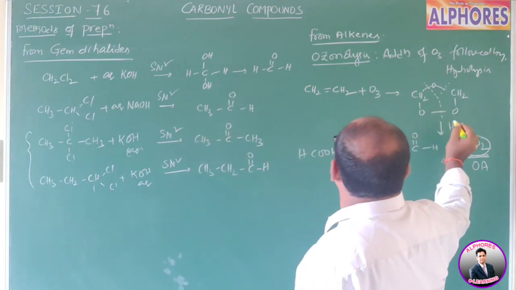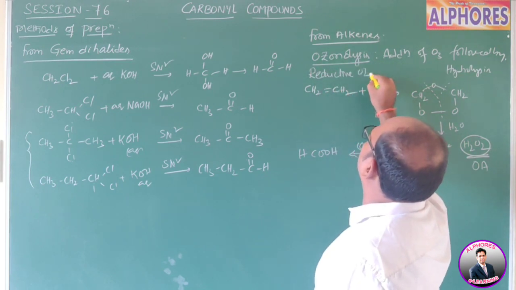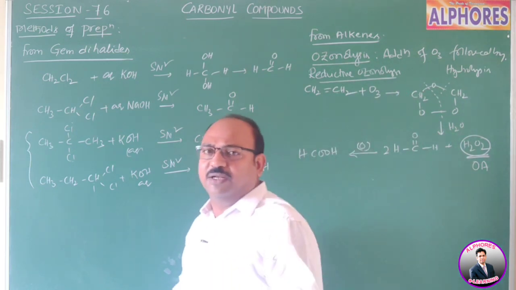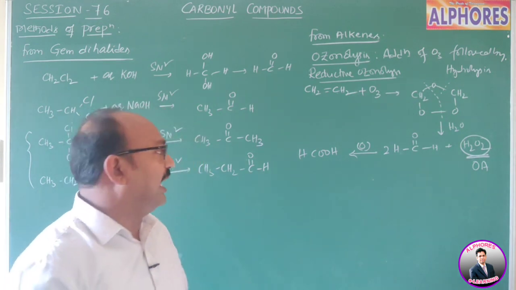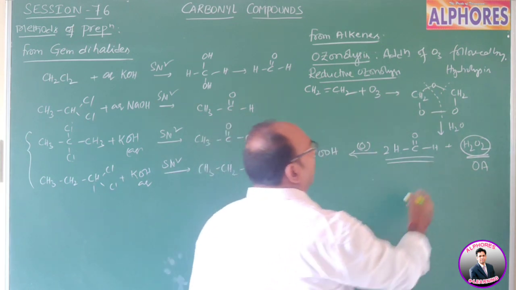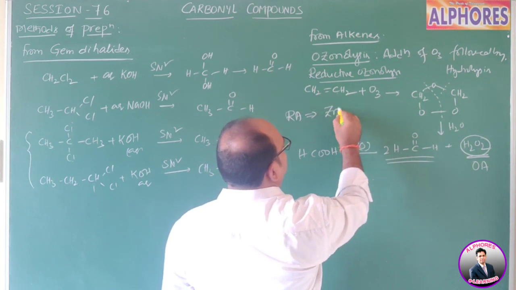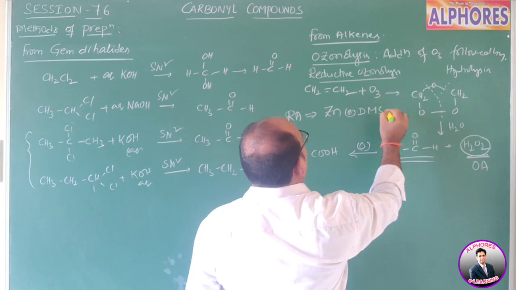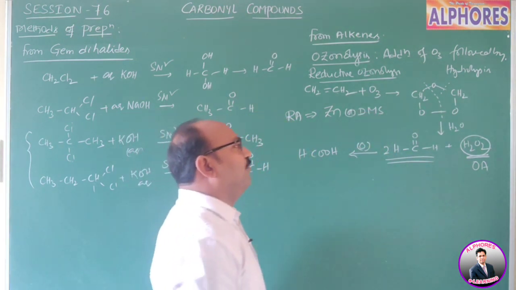Means a reducing agent is a must. That method is what we call reductive ozonolysis. So for preparation of aldehydes, reductive ozonolysis is a must. If not, then the formed aldehyde further converts into carboxylic acid. Hence, if we want to stop the reaction after formation of aldehyde, we have to use a reducing agent. So which reducing agent are we generally using? In presence of zinc or dimethyl sulfide.